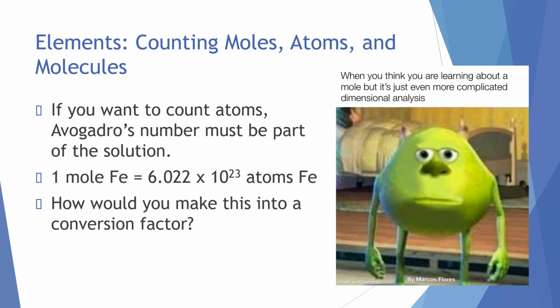So when we're counting moles, atoms, molecules, you need to be able to use something called Avogadro's number in order to be successful with this. Whenever we're counting atoms or counting molecules, you're going to use Avogadro's number. Remember that it's like a value. It's like 1 dozen is 12. 1 mole is 6.022 times 10 to the 23. So it can either be atoms, molecules, particles, donuts, whatever. So hypothetically, 1 mole of iron is 6.022 times 10 to the 23 atoms of iron.